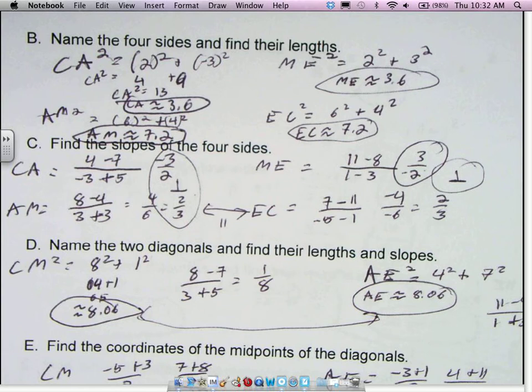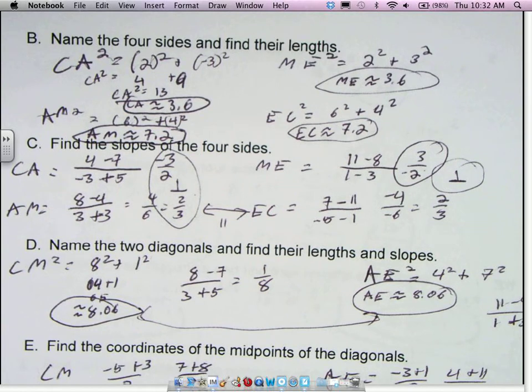All right. For C, CA has a slope of -3/2. ME also has a slope of 3 over -2. Doesn't matter where the negative goes. As long as there's just 1, then we know it's negative. So those are parallel. AM and EC both have a slope of 2/3, so they're parallel. The opposite reciprocal of -3/2 is 2/3, so we know they're perpendicular.